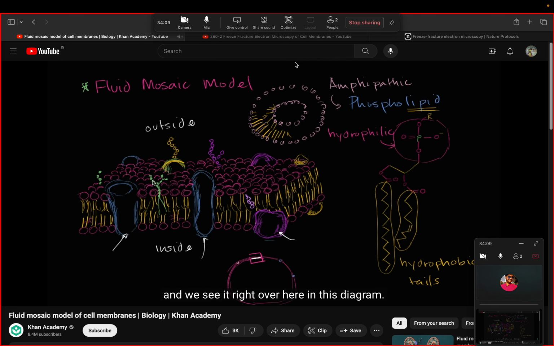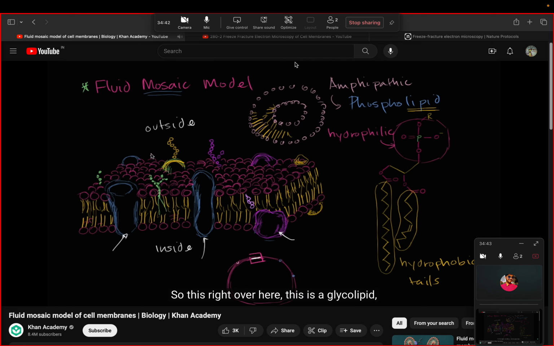And we see it right over here in this diagram. You could say there's a mosaic of things embedded in it. A mosaic is a picture made up of a bunch of different components of all different colors, and you can see that you have all different components here, different types of proteins. You have proteins like this that go across the membrane. We call these transmembrane proteins. They're a special class of integral proteins. You have integral proteins like this that might only interact with one part of the bilayer, while these go across it. You have things like glycolipids.